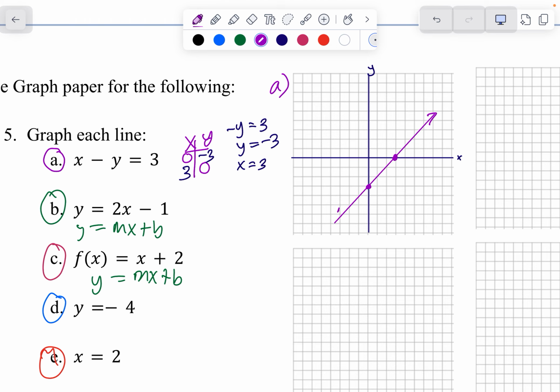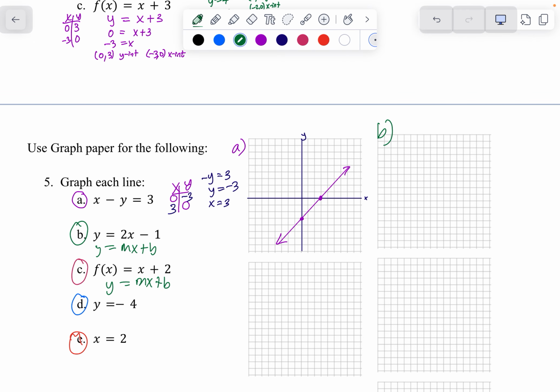You want to show that it's really stretching across your graph paper. Okay? So this is the point (0, -3). I put on the point (3, 0). Connected. Got my line. Everybody good with that one there with A? Okay. Let's talk about B.